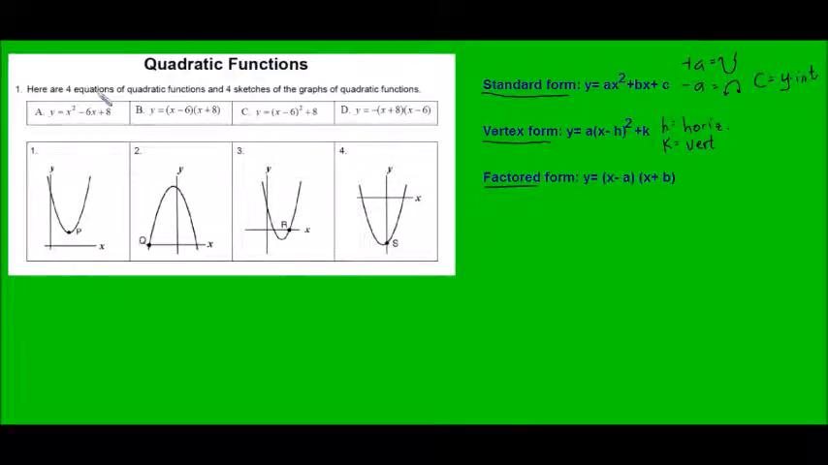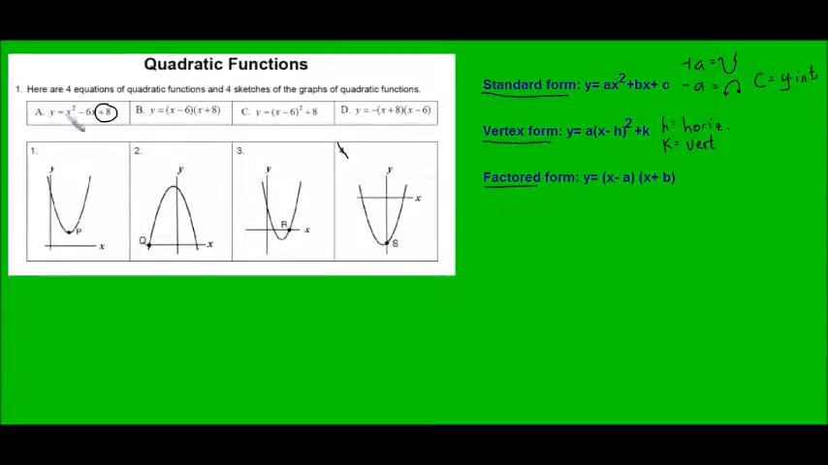So let's look at this problem. Part A asks you to match the equation to the graph. So we know this is in standard form, A, B, and C, with a positive y-intercept. So it could be graph 1, it could be graph 2, it could be graph 3 because they're all positive y-intercepts, but it cannot be graph 4 because it has a negative y-intercept. Can't be 4.